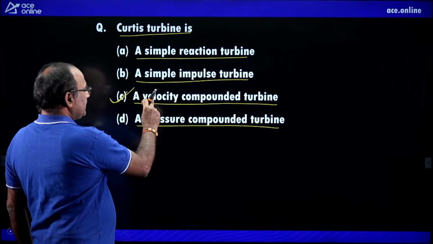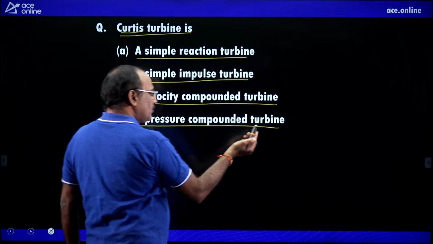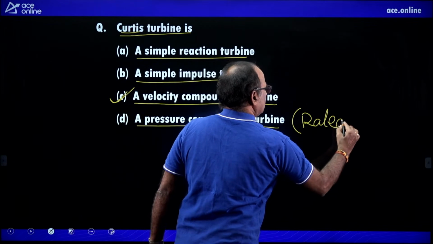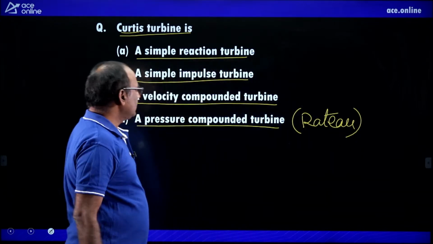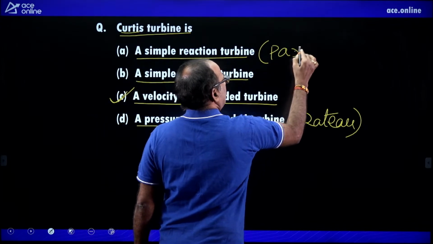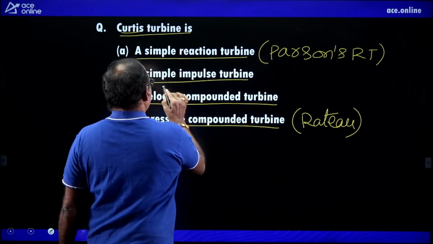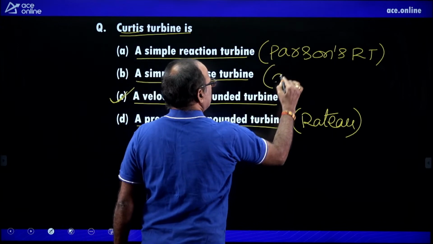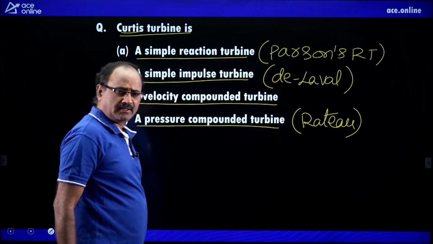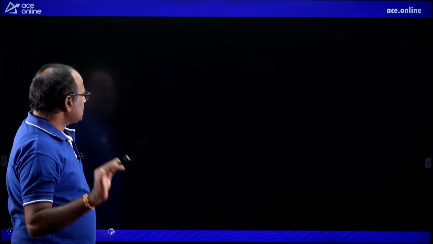Remember, velocity compounded impulse turbine is called Curtis turbine. Pressure compounded steam turbine is called Rateau turbine. Here, simple reaction turbine is the Parsons reaction turbine, and simple impulse turbine is the De Laval turbine. This is one of the E-set questions. Similarly, look at the next question.